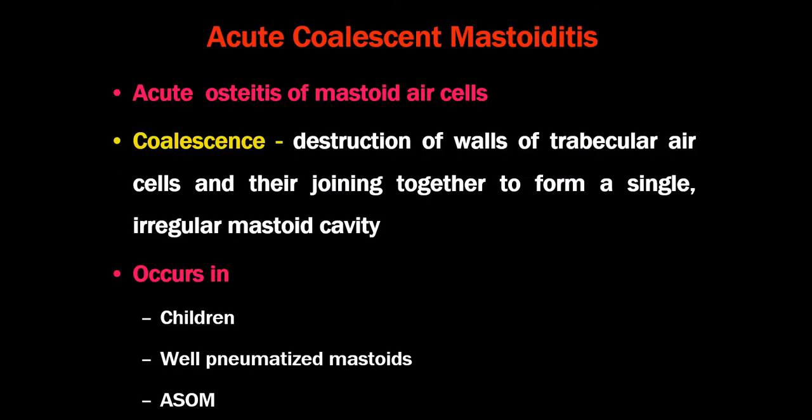Let's come to acute coalescent mastoiditis, which is one of the commonest complications of CSOM, and also a complication of ASOM. It is defined as acute osteitis of the mastoid air cells. So the name mastoiditis, inflammation of the mastoid air cell system. The coalescence is defined as destruction of the walls of the trabecular air cells until they join together to form a single irregular mastoid cavity, which occurs in children. As already told, the mastoid is well pneumatized in children.